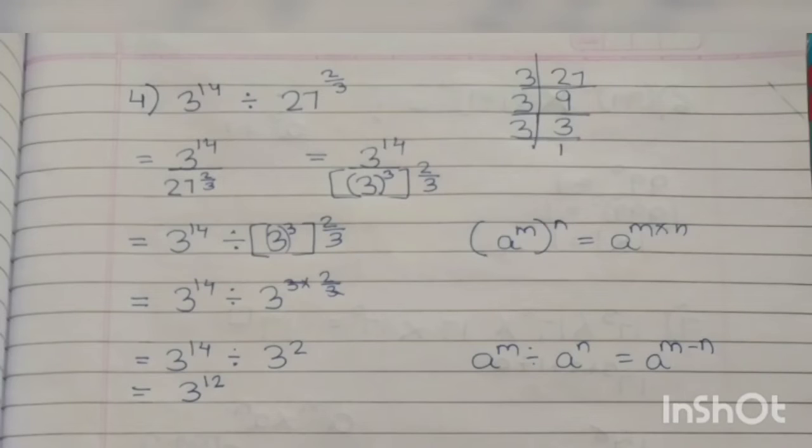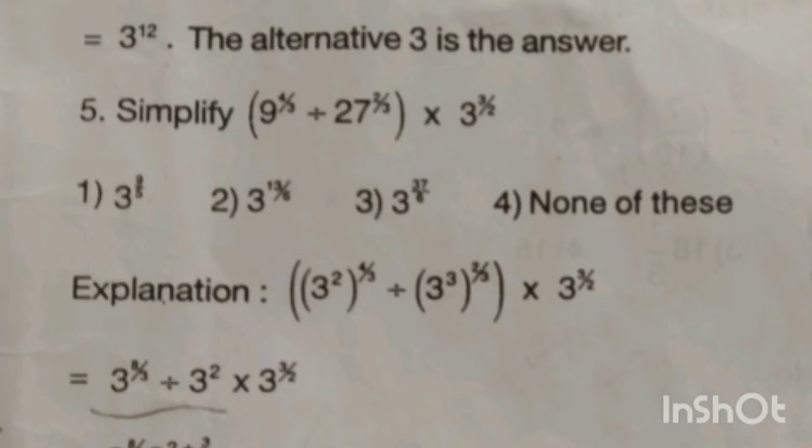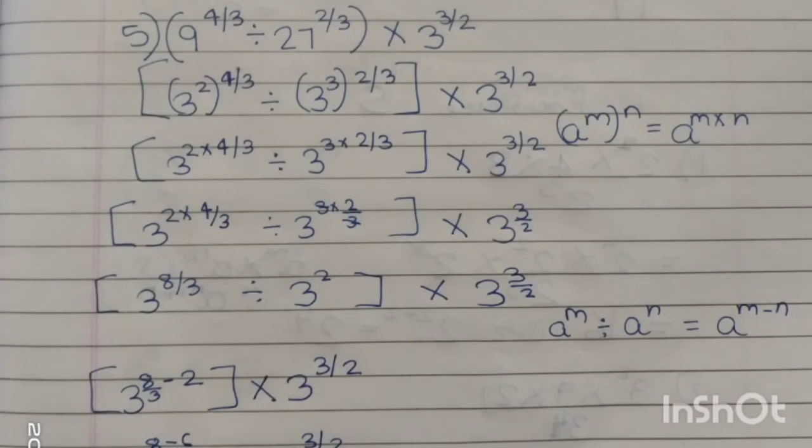How? We know the quotient law, a to the power m divided by a to the power n is equal to a to the power m minus n. So it will be 3 to the power 14 minus 2, which is 3 to the power 12. Fifth question: (9 to the power 4 by 3 divided by 27 to the power 2 by 3) in the bracket, then into 3 to the power 3 by 2. Again the bases are different, so we'll change the bases again.